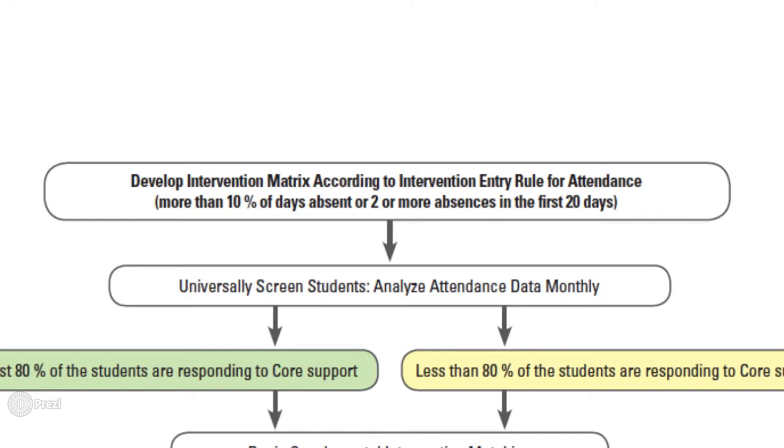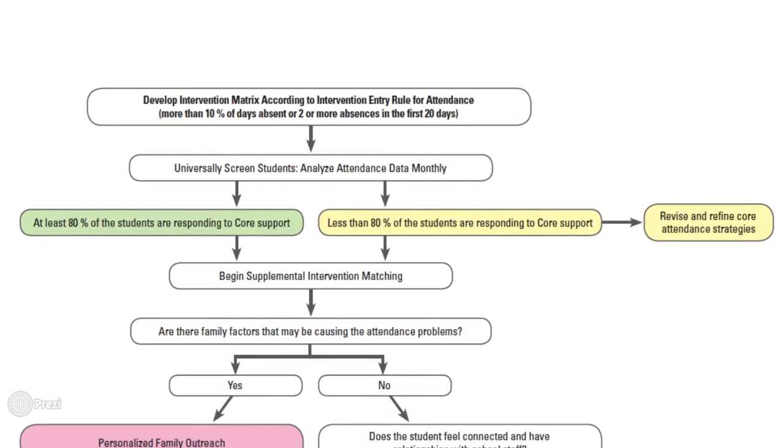But the idea, as you can see in this next bullet, is that we would look at that information monthly to make decisions around students, so at regular intervals. We would then begin that supplemental intervention matching as necessary, but we want to make sure that if we have more than 20% of our students who aren't meeting our attendance standards, that we would always go back and revise and refine those core strategies around attendance.